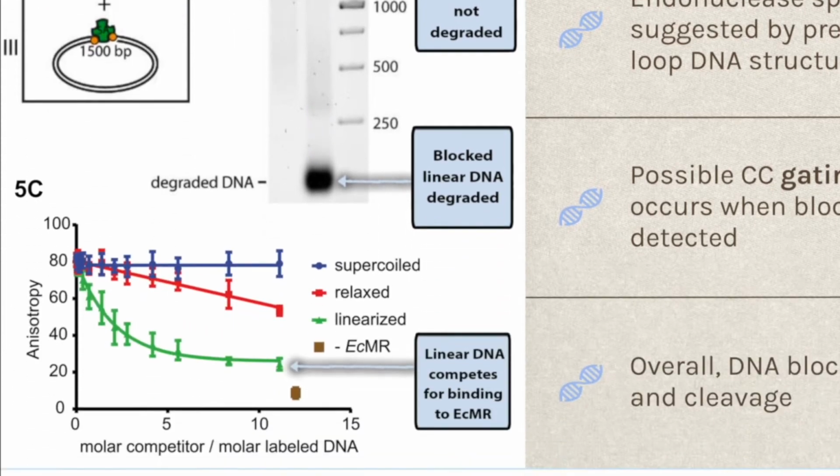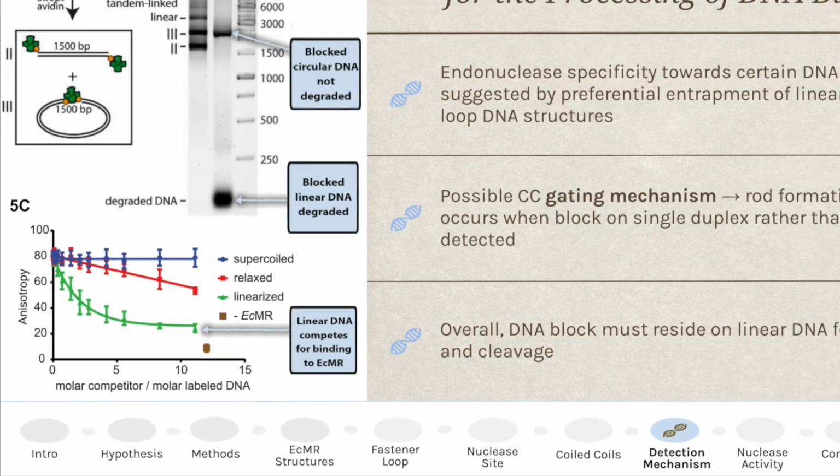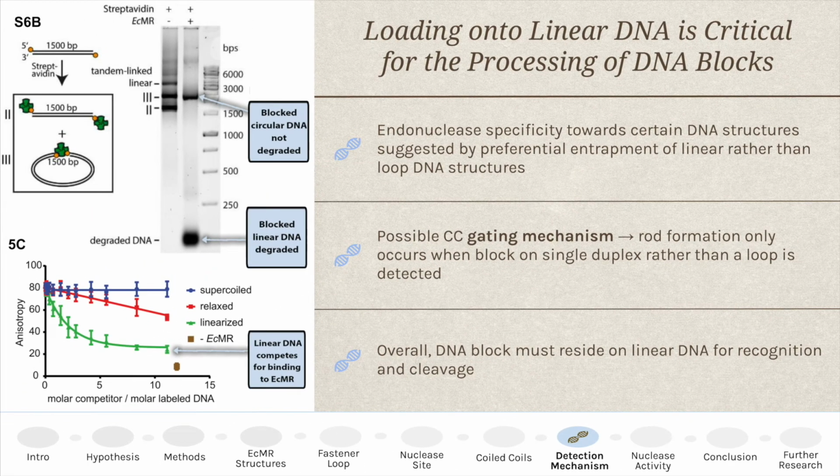The ECMR's binding affinity for linear DNA was also found to be higher than that of supercoiled and relaxed circular DNA, regardless of whether the DNA end was clean or blocked. Thus, the discriminatory feature for DNA end recognition and processing is likely the topology of DNA. It is suggested that the CCs play a role in DNA end detection by employing a gating mechanism, forming rods when a block on a single duplex rather than a loop is detected. Overall, in order for DNA end recognition and processing to occur, a DNA block must reside on linear DNA.